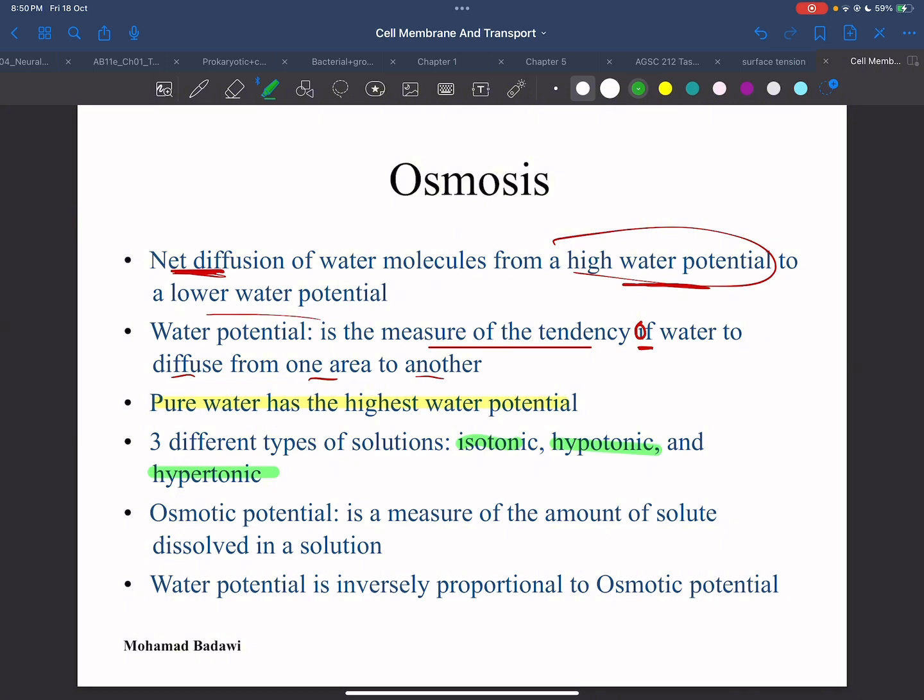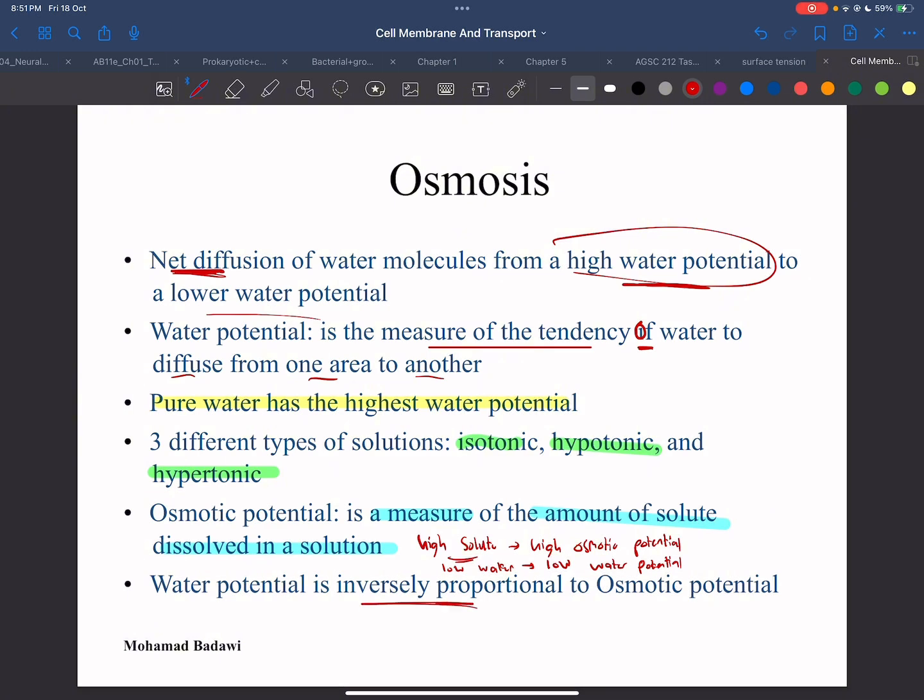What is osmotic potential? So osmotic potential is the measure of the amount of solute dissolved in a solution. That means if I have high solute dissolved, that means I have a high osmotic potential. Now there's an important thing to also note. If I have high solute, that means I have low water. So high osmotic potential means low water potential. So what can I say about water potential and osmotic potential? They are inversely proportional. So now I can add another definition to osmosis.